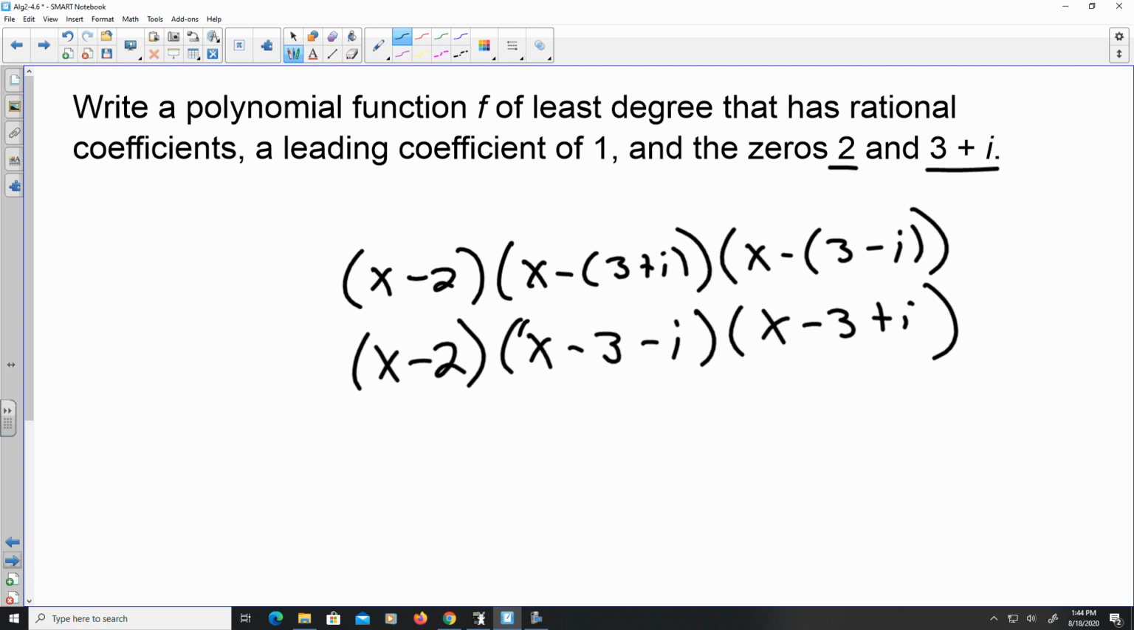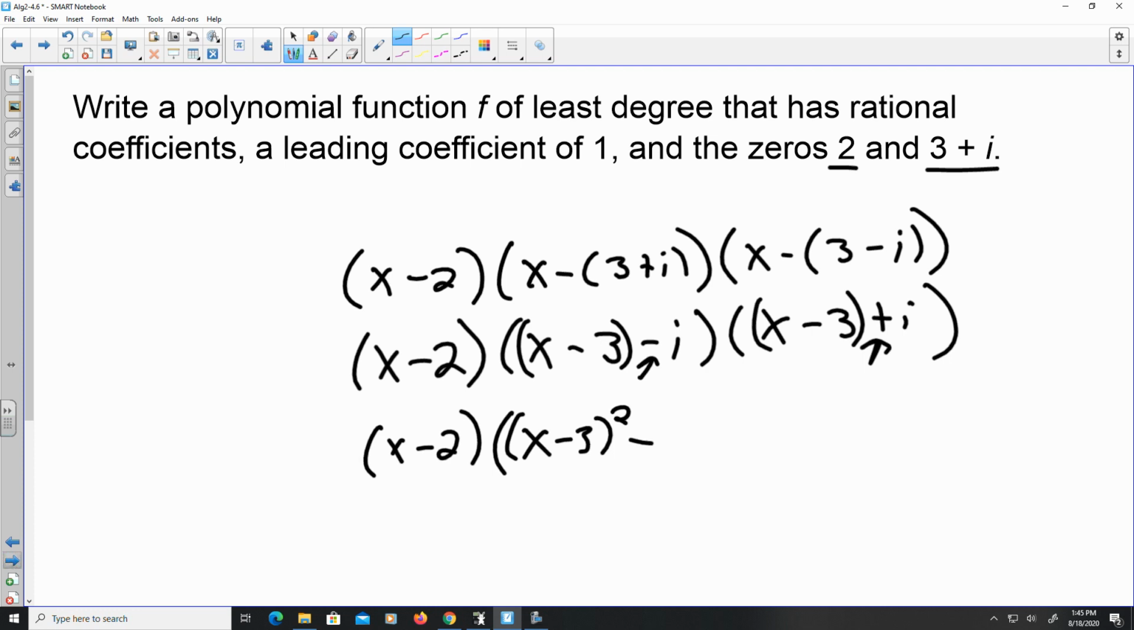Now I'm going to regroup it. So I got a group here and a group here. What that does is I can now write this as a sum and difference pattern, because again, this is the minus and this is the plus. So x minus 2 still comes down. This is now going to be x minus 3 quantity squared minus i squared.